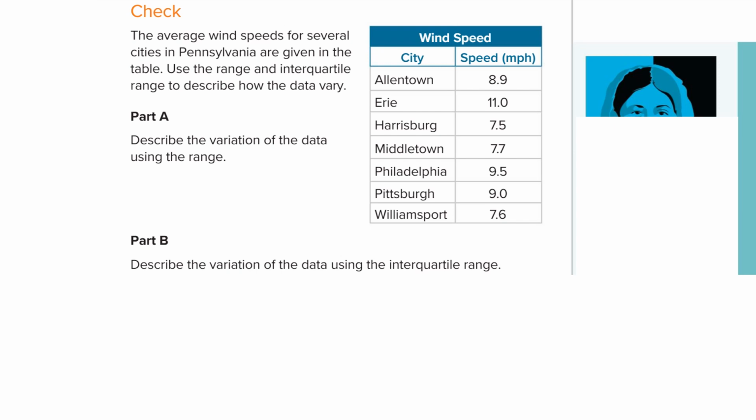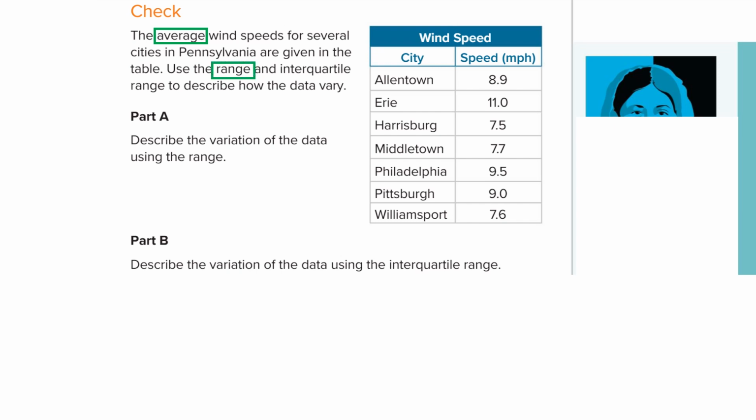So when I'm looking at some information, I see a data chart, I see a question, and I see a part A and part B. So let's read what the word problem is telling us, and let's cube it up so we can understand what we're being asked to do. Once again, we put boxes around key science terms, right? I see the average wind speeds for several cities in Pennsylvania are given in the table. Right, so we have that table over to the right.